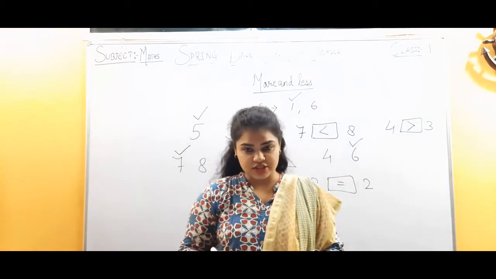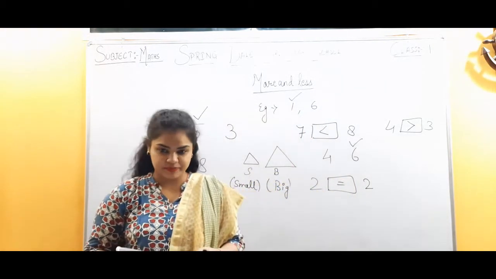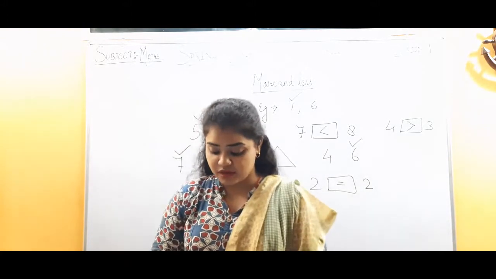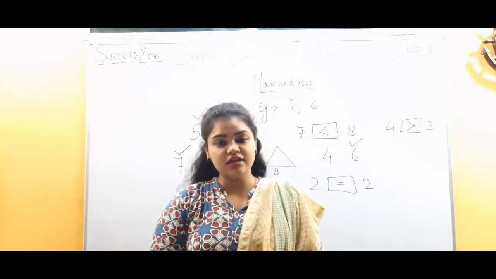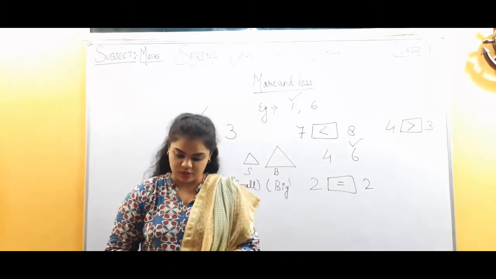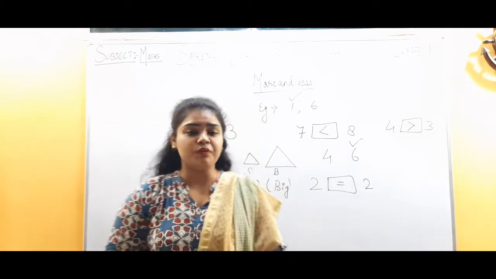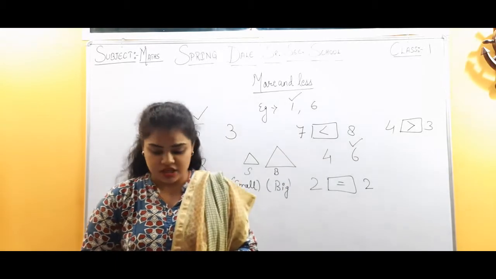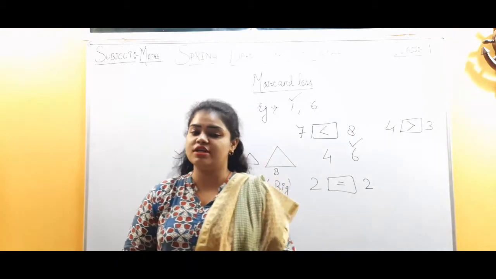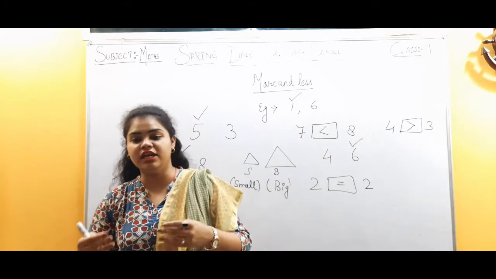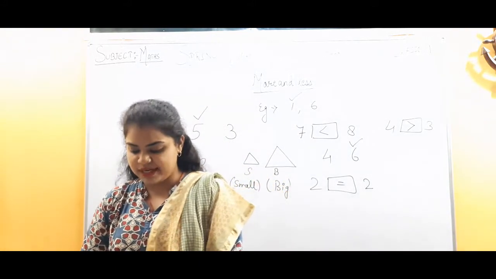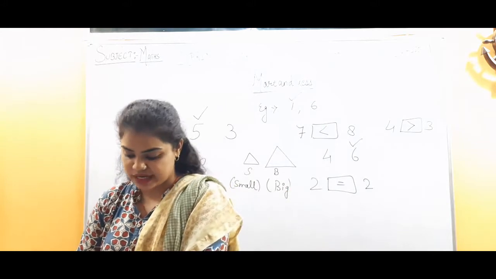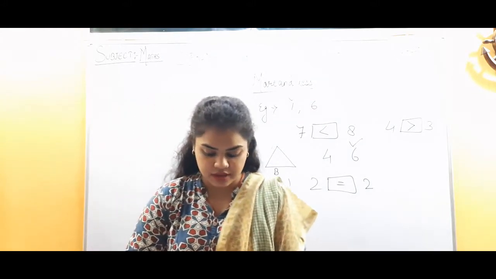Coming to the next question, question number 6. The question says, fill in the blanks with the correct sign: greater, equal to or smaller. In the previous question, question number 5, we have already done this. So I hope you all have understood what the smaller, the greater and the equal to sign are. Now children, you have to complete the exercise, self-practice 1B.